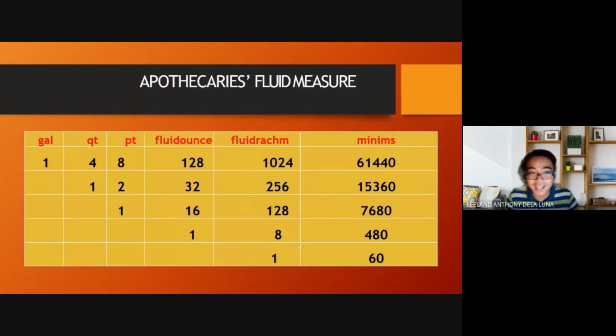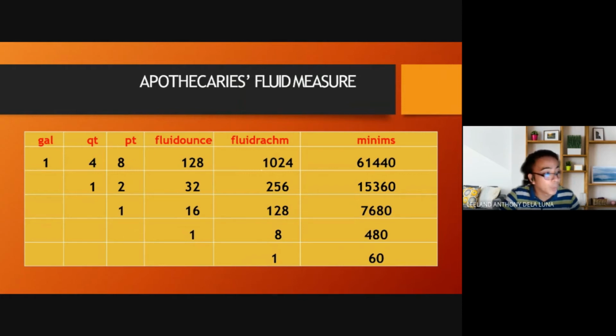Right, in terms of apothecaries naman, class, these are some of the examples. Okay, let's say, for example, 1 gallon is equivalent to 4 quarts. Okay, 1 gallon is equivalent to 8 pints. Okay, or 1 gallon is equivalent to 128 fluid ounces, equivalent to 4 quarts, equivalent to 8 pints.